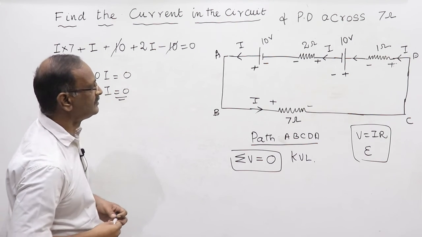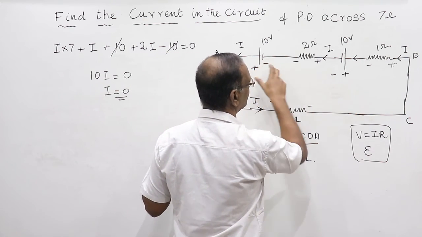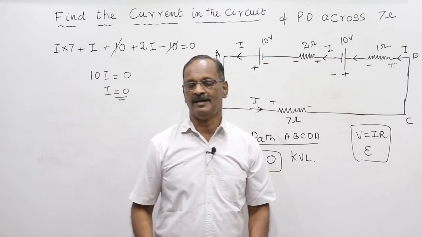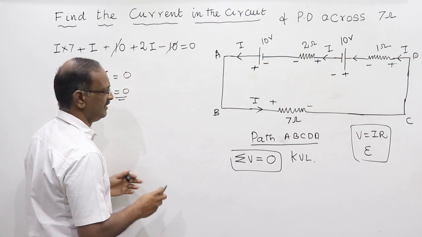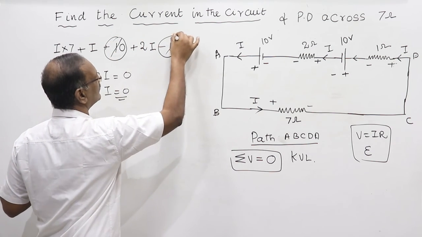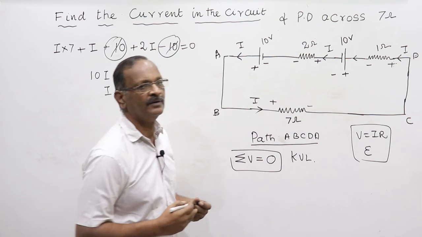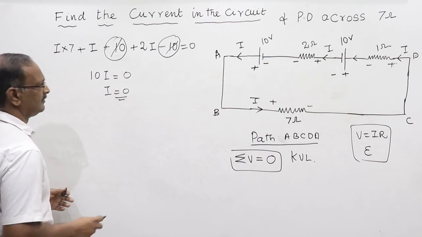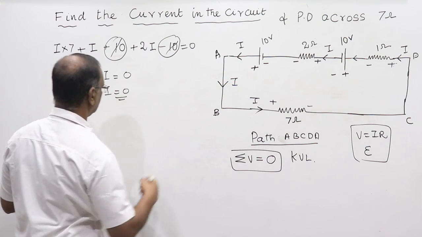I is equal to 0 means what? It means this is plus 10 volt, this is minus 10 volt, because the polarities are reversed. This potential and this potential, that is minus 10 and plus 10, get cancelled. When there is no net voltage, no current flows. It means in this case the current flowing in the circuit is equal to 0.